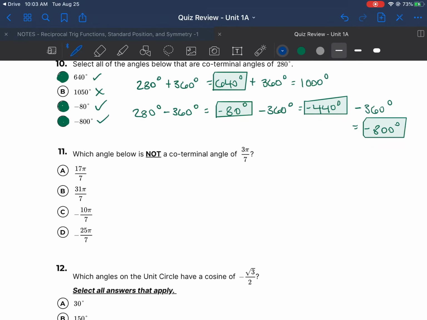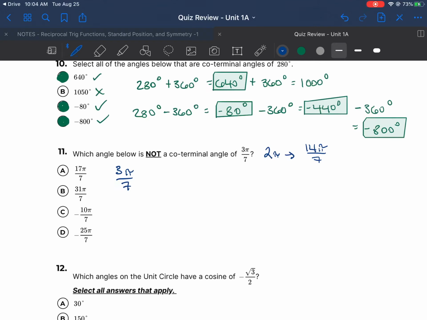Problem 11, which angle below is not a coterminal angle of 3 pi over 7? So same deal as number 10, but now we're working in radians. So instead of adding and subtracting multiples of 360 degrees, now we're going to add and subtract multiples of 2 pi radians. So we're going to take 3 pi over 7, and we're going to add and subtract 2 pi, or multiples of 2 pi radians. Now real quick, because we're dealing with fractions here, I'm going to represent 2 pi as 14 pi over 7.